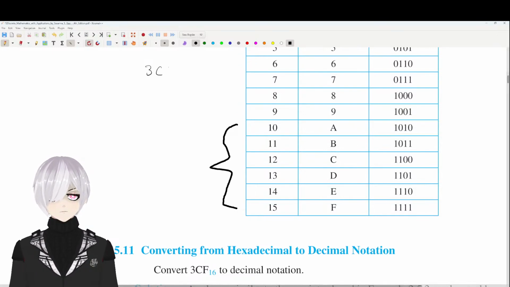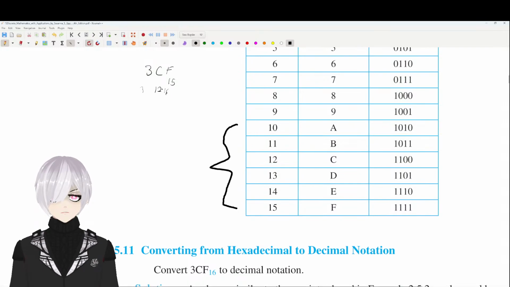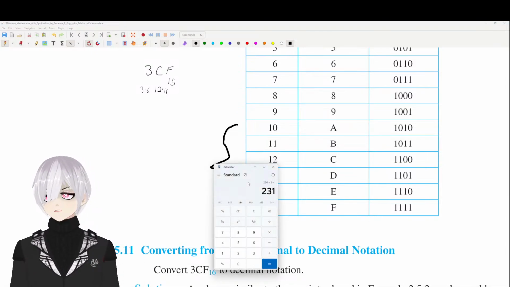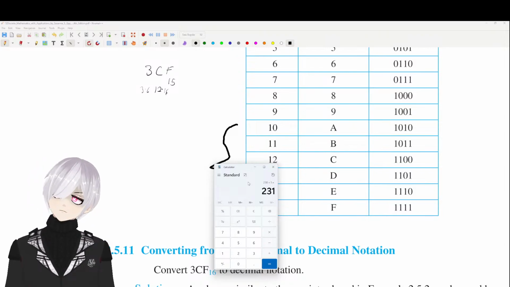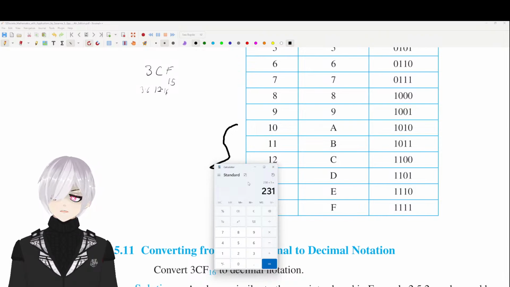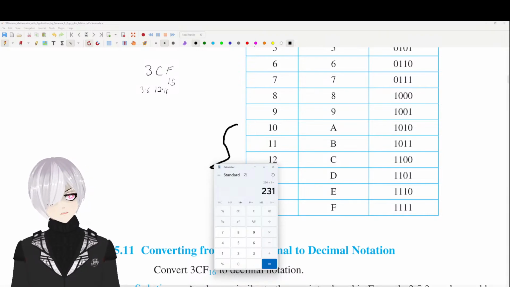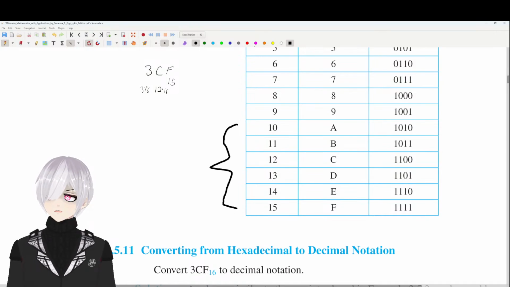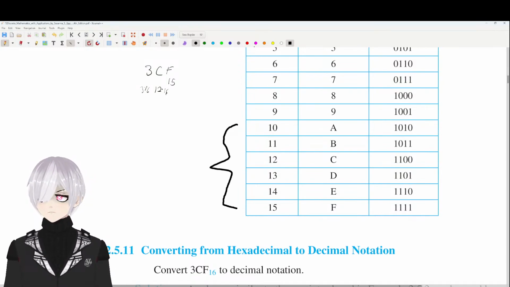Okay, well, 3CF. So F is 15. So it's going to be 15 times 1, it's in the ones place. Then 12 times 16, and then 3 times 16 squared. I can do that one on a calculator. 3 times 16 times 16. So we have 768 plus 192 plus 15. So it looks like it's 975.